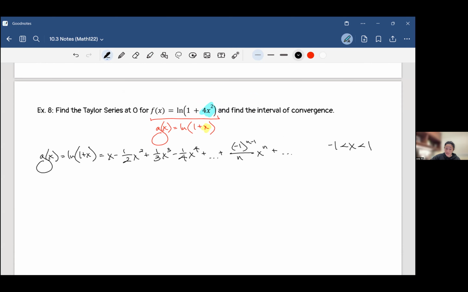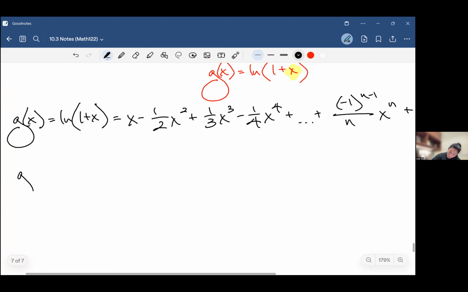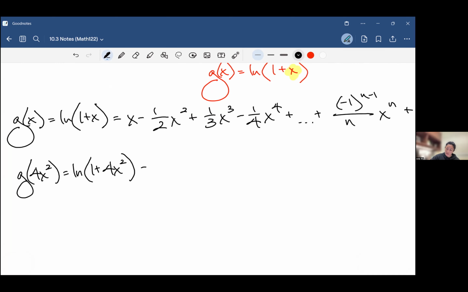What are we subbing in? We are sticking a 4x squared everywhere we see an x. That means for our interval of convergence, we're also going to put a 4x squared in there, okay? So let's make our substitution for the function first. G of 4x squared gives me natural log of 1 plus 4x squared. All right, no more x. We're slapping that whole thing with a 4x squared.